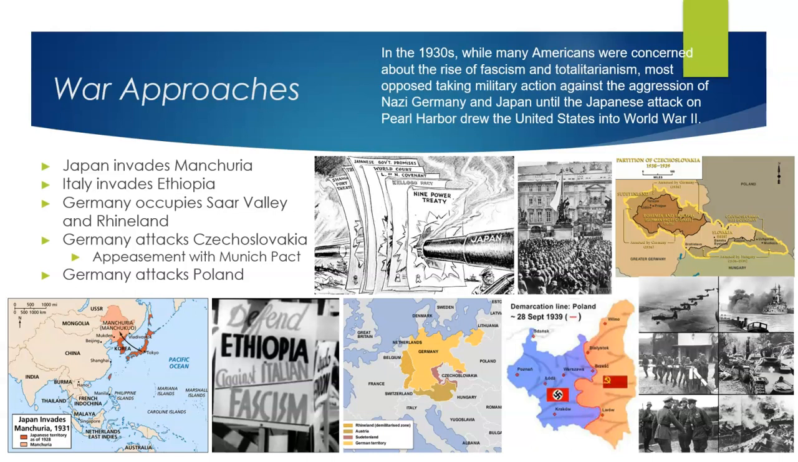The former German territories of the Saar Valley and the Rhineland were occupied by Nazi troops in 1935 and 36, respectively. In March 1938, Hitler invaded Austria in order to create what he was now calling the Third Reich. He then demanded the German-speaking portion of Czechoslovakia, an area called the Sudetenland. British Prime Minister Neville Chamberlain suggested that the world should make concessions to the aggressor in this case in order to preserve the overall peace.